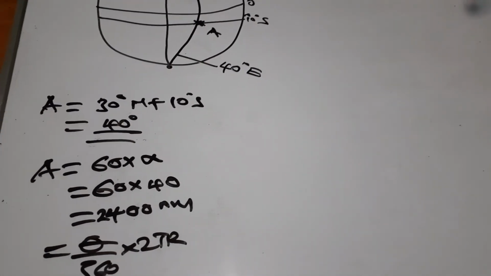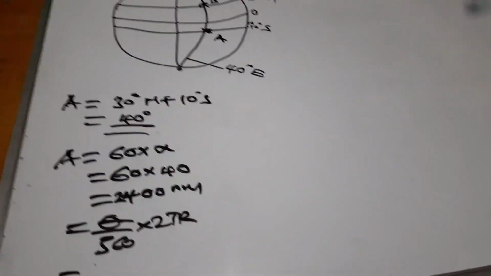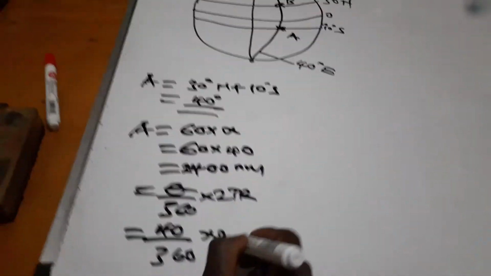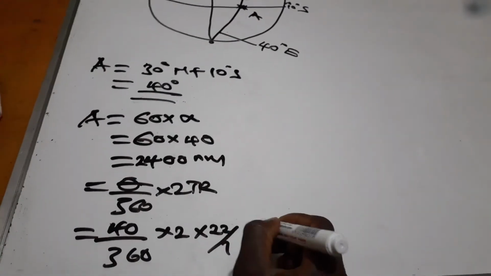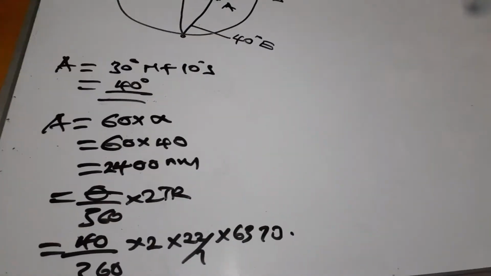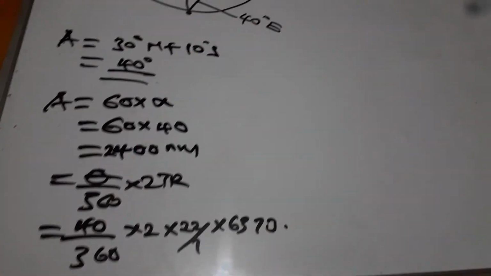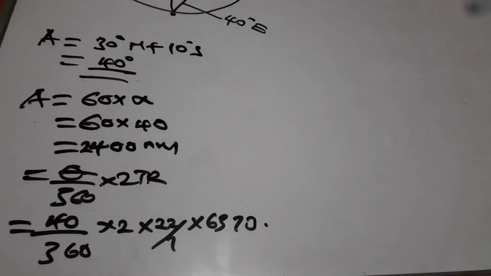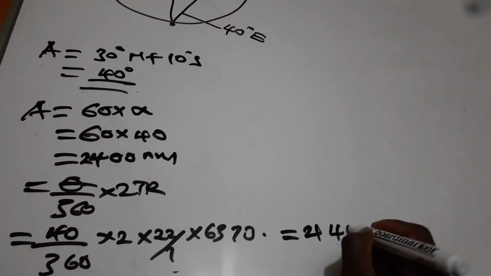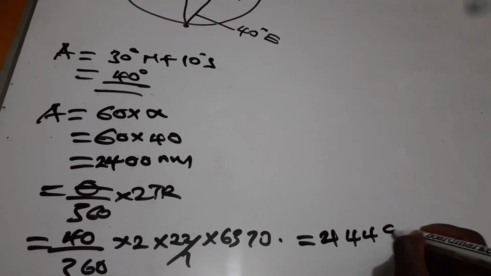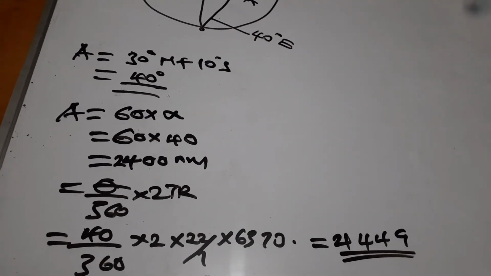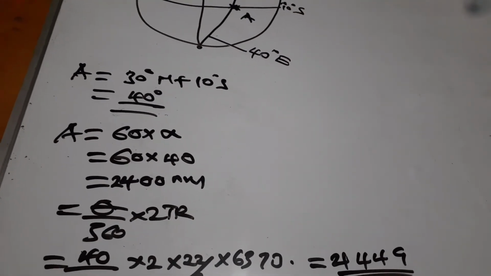Now we're going to calculate distance in kilometers, which is given by angle difference over 360 times 2 pi r. Our angle difference we've said is 40. So this will be 40 over 360 times 2 times 22 over 7 times 6,370. When you do this in a calculator, it is going to give you 4,449. So that's rounded off to the nearest kilometer.